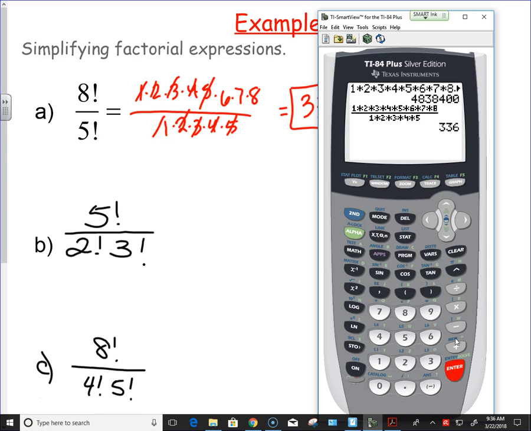Your calculator would need you to put this whole thing in parentheses or just write it in a nice fraction. However, does your calculator know how to do 8 divided by 5? Yes. Math.